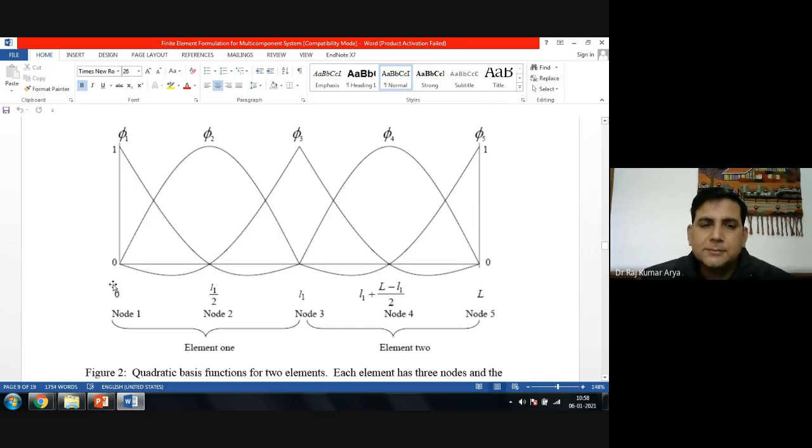Fine. So the entire thing has been divided into several elements. For the time being, for understanding, I have just considered two elements. One element here of the length L1, and the other element is from L1 to L only.